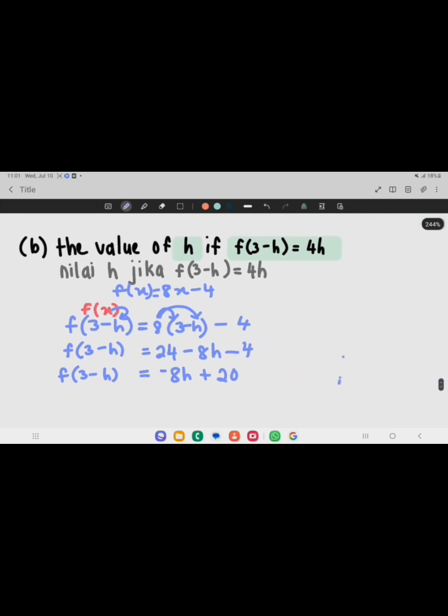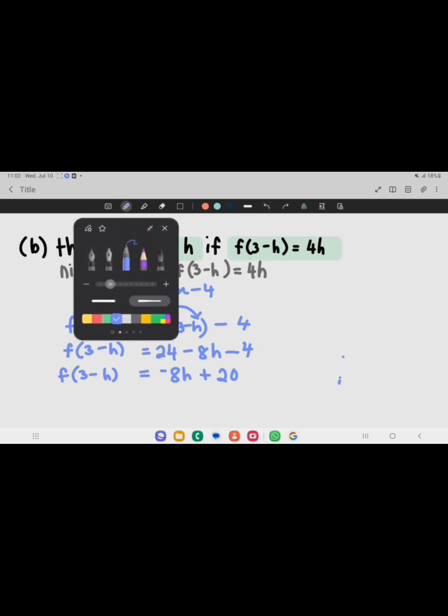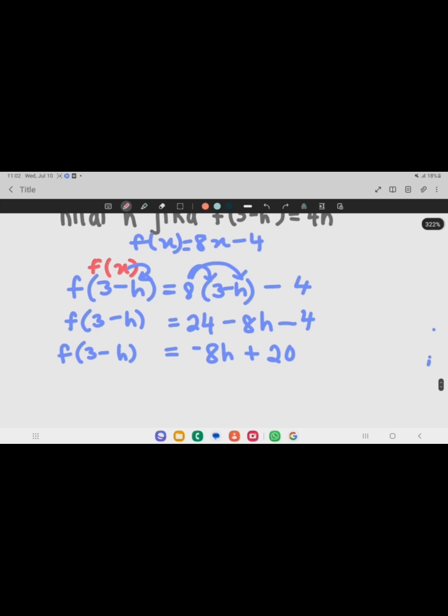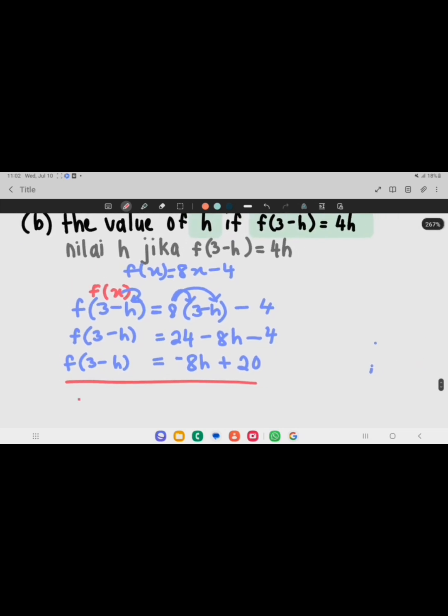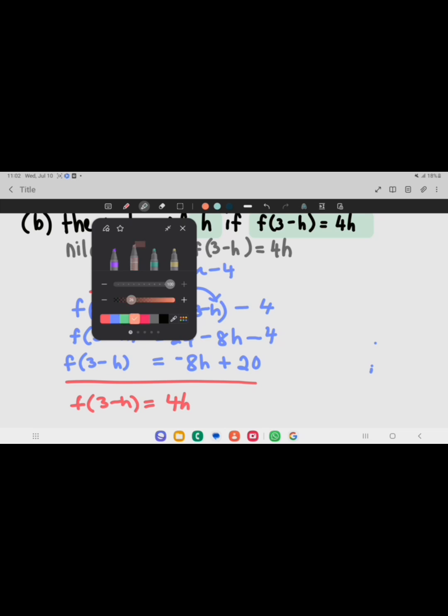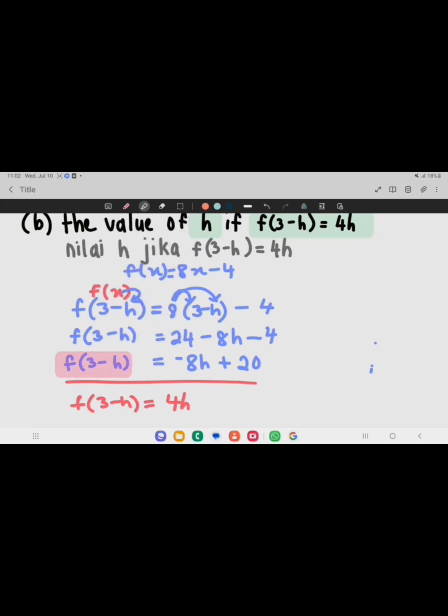But in the question itself, they already give you f3 minus h, which is 4h. So it's like this basically. This is the f3 minus h that you find, right? And then in the question itself, they have given you f3 minus h equals to 4h. So basically, there are two similar things you can see over here. F3 minus h, f3 minus h.